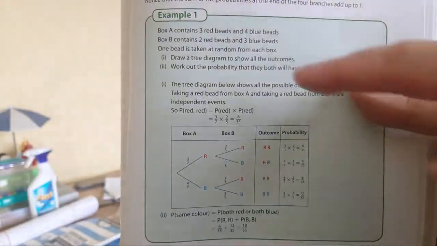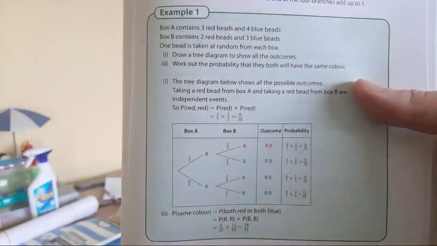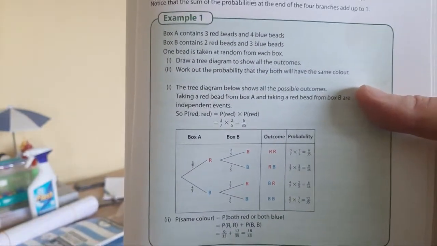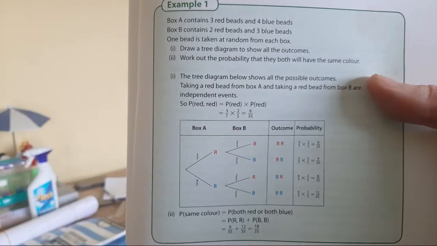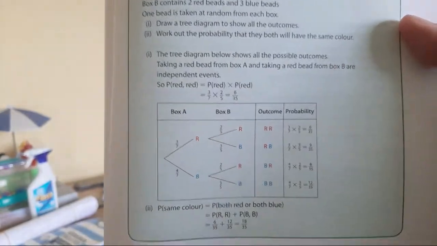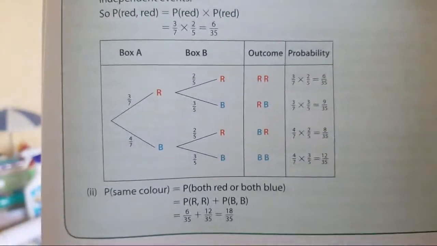So box A contains red beads and blue beads. Box B contains 2 red beads and 3 blue beads. One bead is taken at random from each box. First of all, draw a tree diagram to show all the outcomes. So you have your box A and your box B.